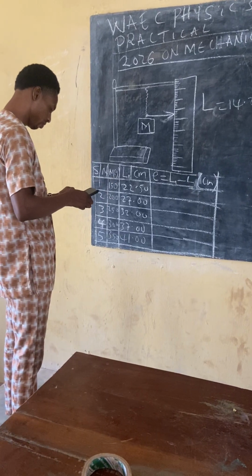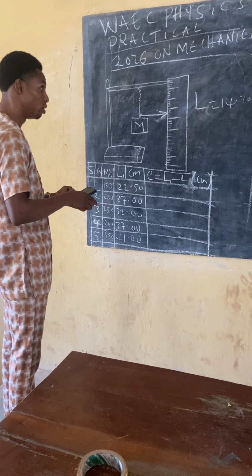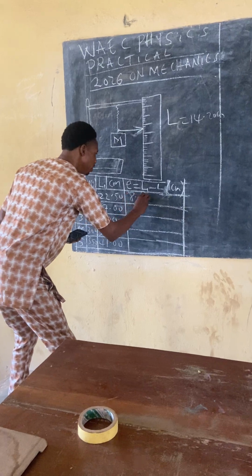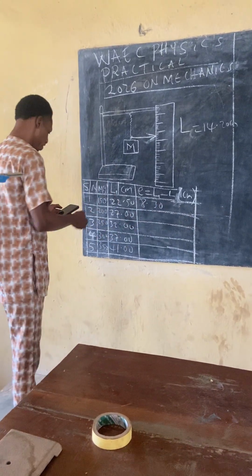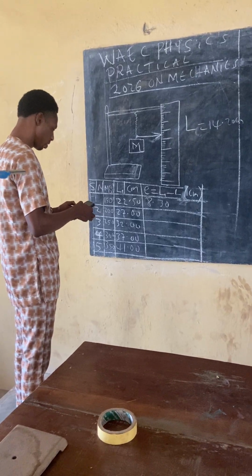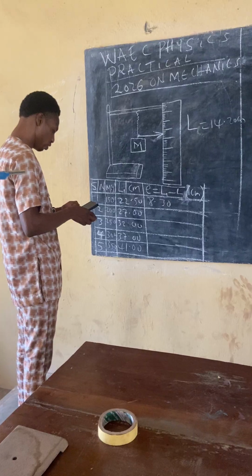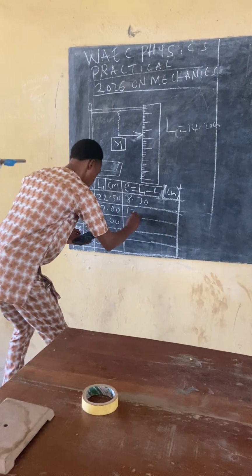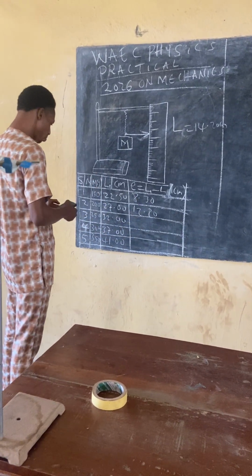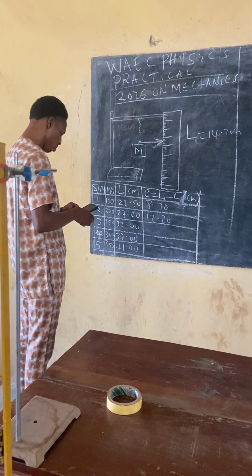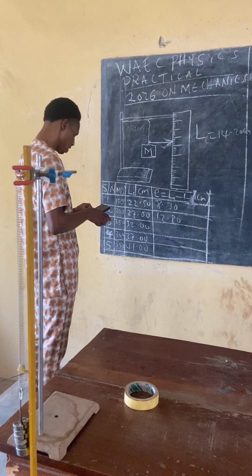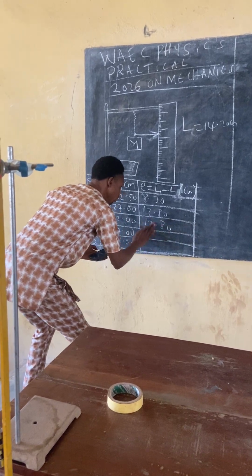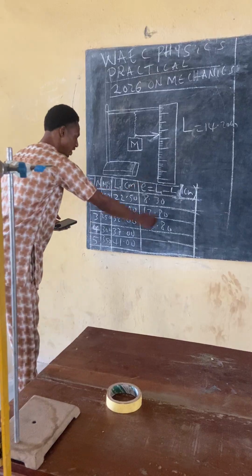Now I'm going to take 22.5 minus 14.20. It gives me 8.30, in two decimal places. Then 27.0 minus 14.20 gives me 12.80. Also 32 minus 14.20 gives me 17.80. Make it in two decimals.